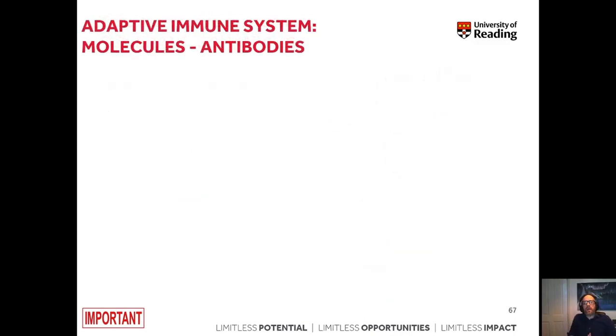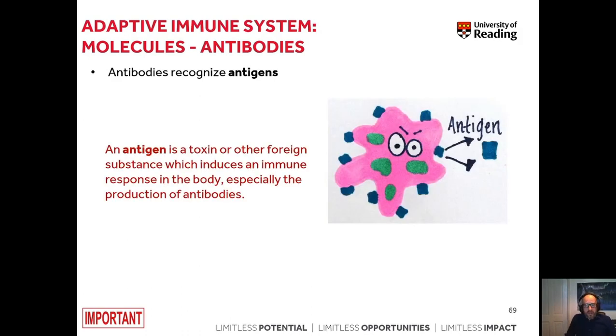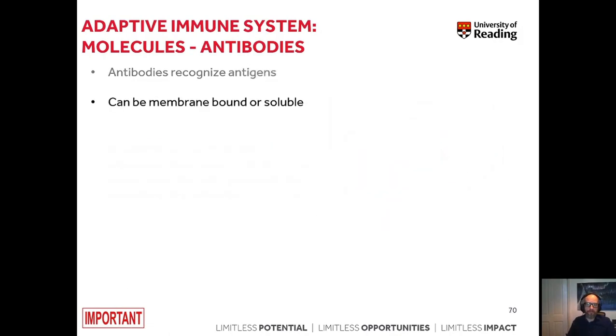So let us have a closer look at antibodies that belong to the humoral response within the adaptive immune system. The first fact you need to remember is that antibodies recognize so-called antigens. Antigens are toxins or other foreign substances which induce an immune response in the body, especially production of antibodies. So the cells of the immune system can recognize those toxins, as this actually drives the immune response.